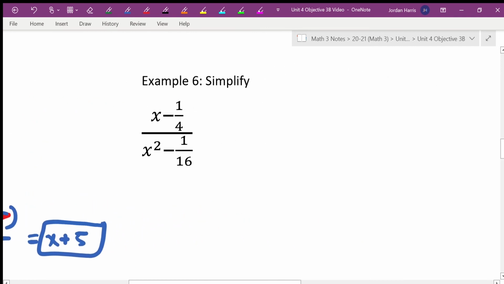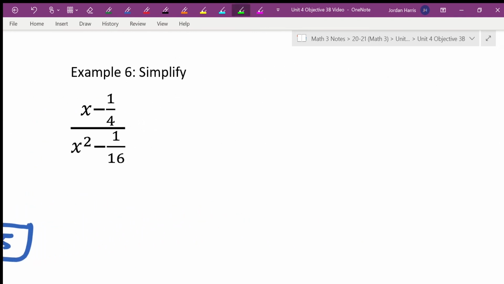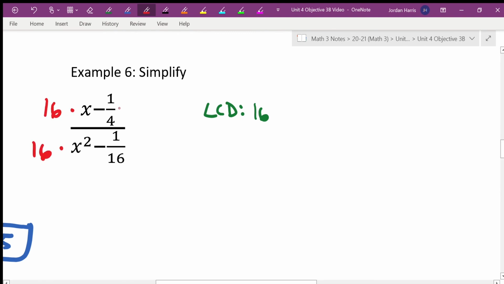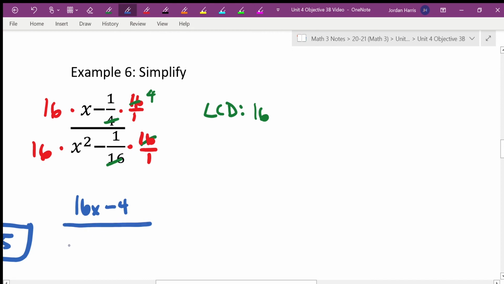Example 6. A little more complicated. It's not just here's your LCD, so we gotta actually look. For the LCD, 4 and 16 both go into 16, so it's not too much more difficult. So multiply everything by 16. The fractions are 16 over 1, just to make my life easier. This one only simplifies to 4, that one completely simplifies, so I get 16x minus 4 over 16x squared minus 1.